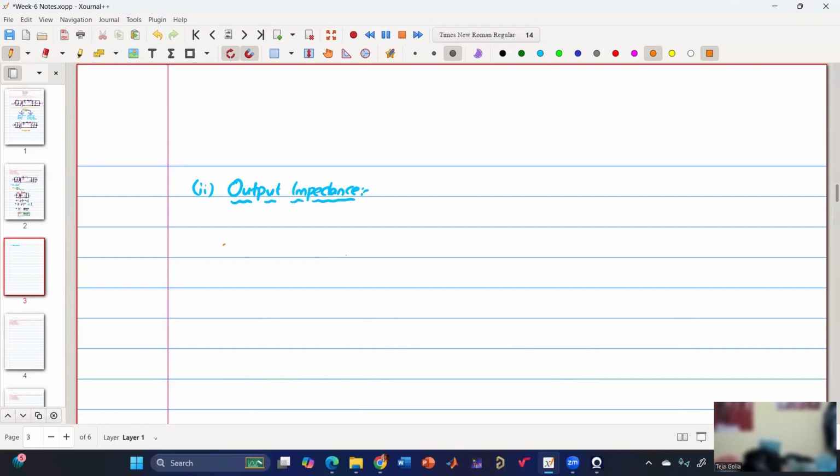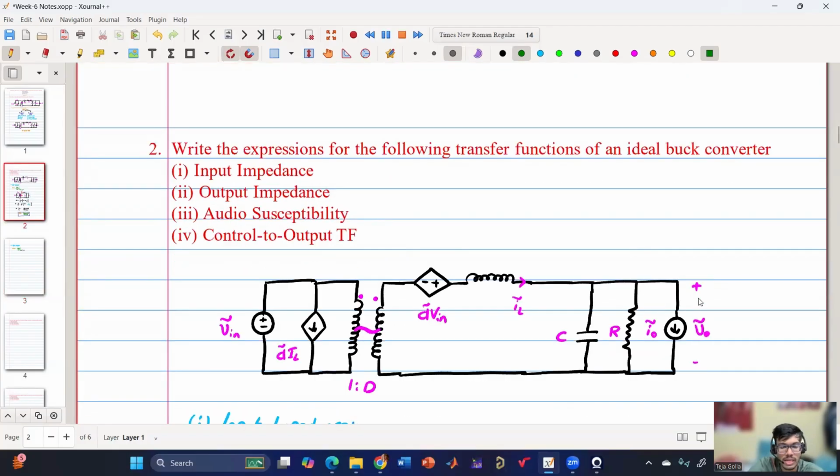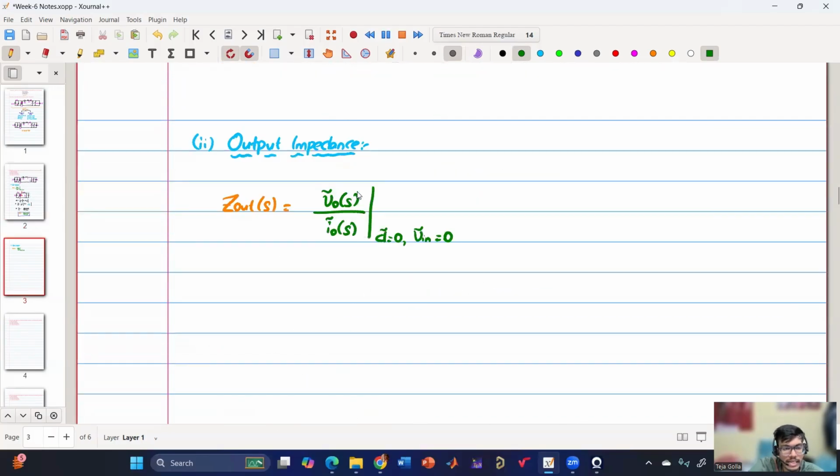So we have Z output of S, which is V naught tilde of S by I naught tilde of S at V in tilde equal to 0 as well as V in bottom equal to 0. So the one modification is, if you see, the current is sinking, not sourcing. So basically, when we are saying any transfer function, we are exciting the converter or the circuit with I naught of S. So you are supplying I naught of S to the converter and you are saying what is V naught tilde of S.